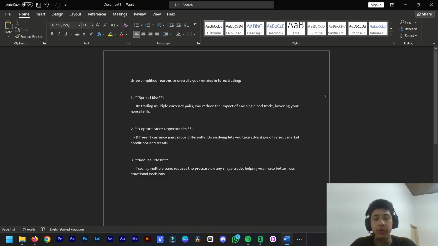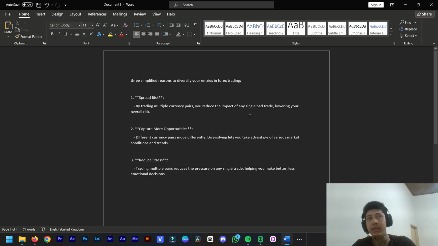So today I'll give you 3 reasons why you should diversify your interest in Forex trading. Okay. And the first one is spread risk. So by trading multiple currency pairs, you reduce the impact of any single bad trade, lowering your overall risk.